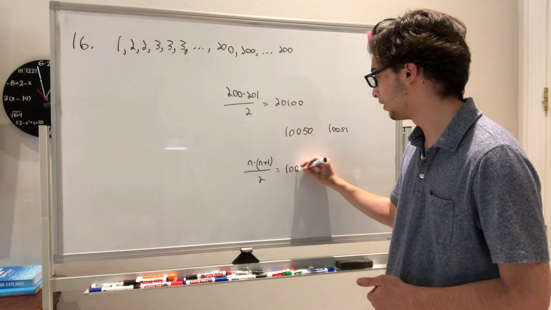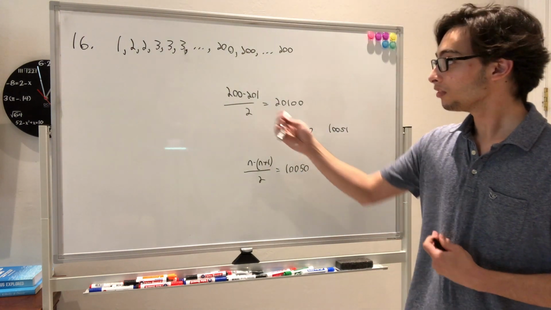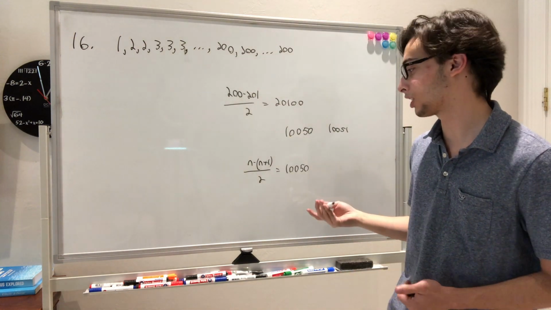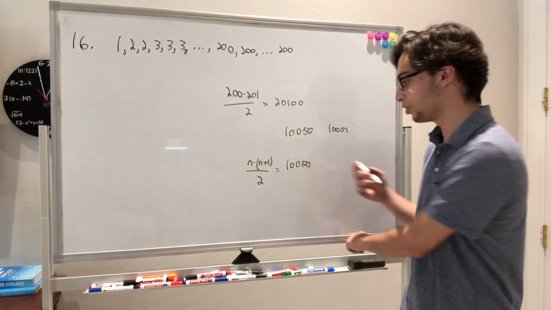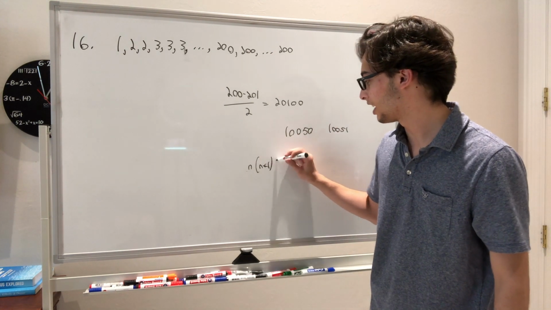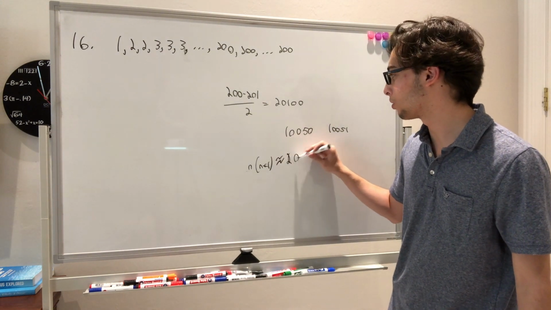to 10,050. However, this is not going to be quite accurate because it might end a little bit before this, a little bit after, but let's just try to find a close approximation for now. Now I'm going to multiply by 2 on both sides, so we have n times n plus 1 has to be approximately, because remember we're only trying to find something close, 20,100.